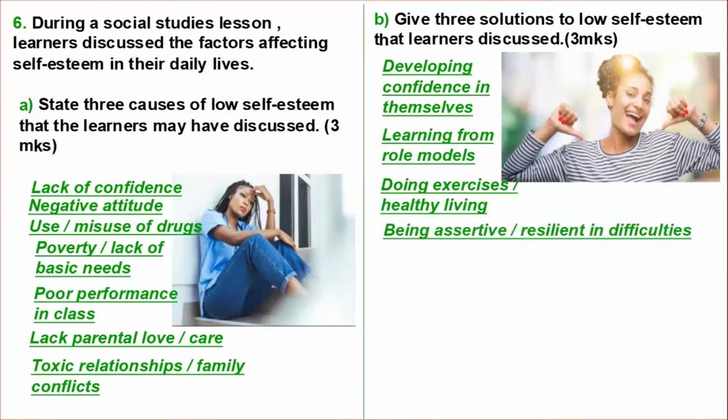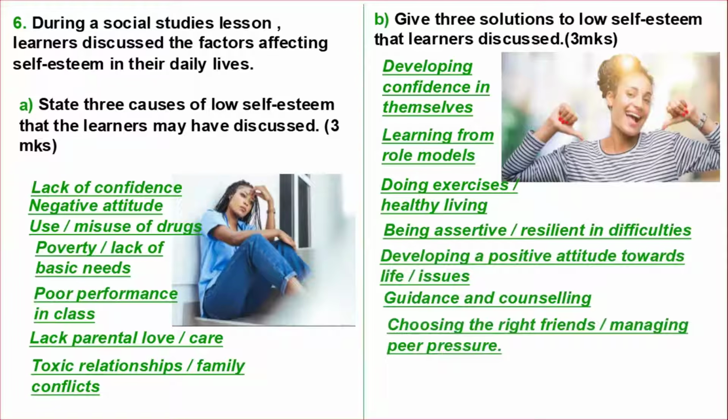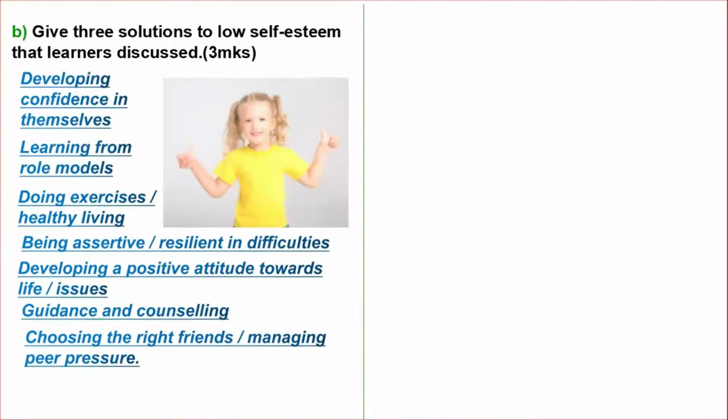The other one is being assertive or resilient in difficulties. That is also a solution to low self-esteem. And finally, developing a positive attitude towards life. We have also guidance and counseling and choosing the right friends or managing peer pressure. And that's all. Question number 7.